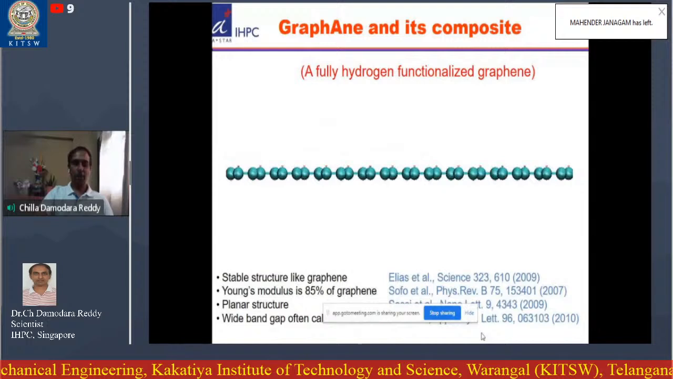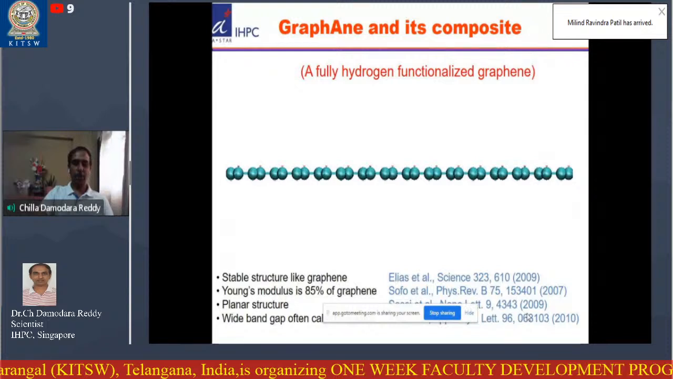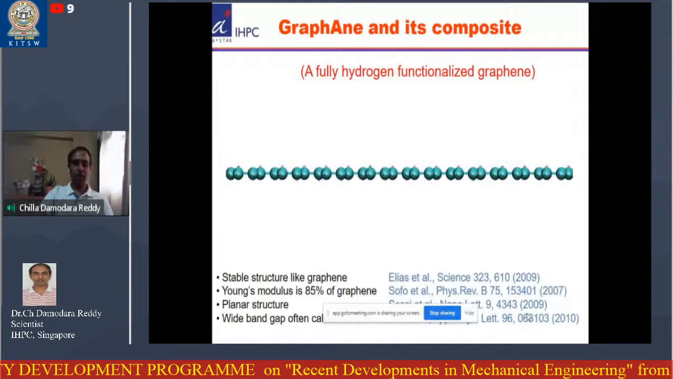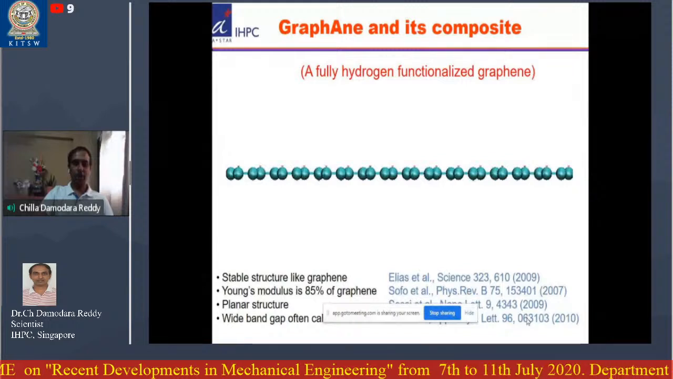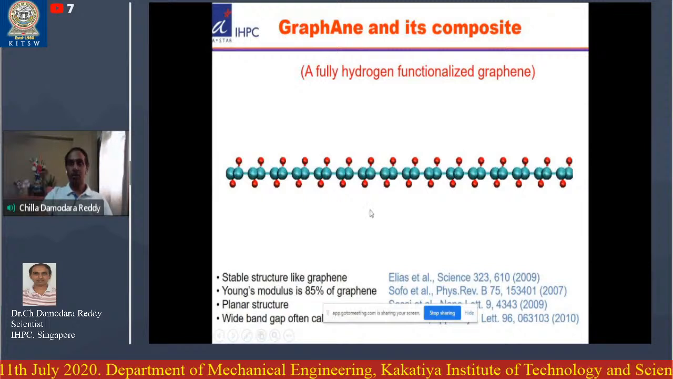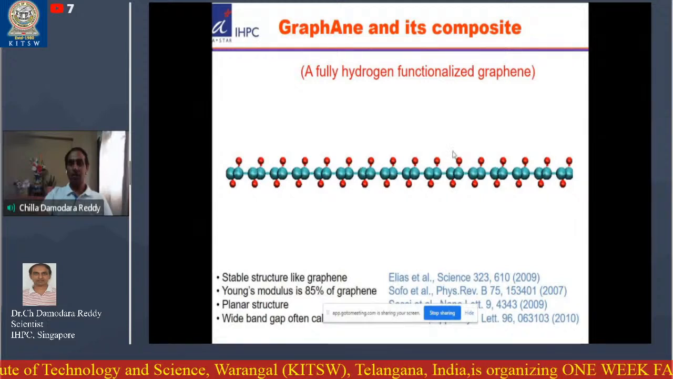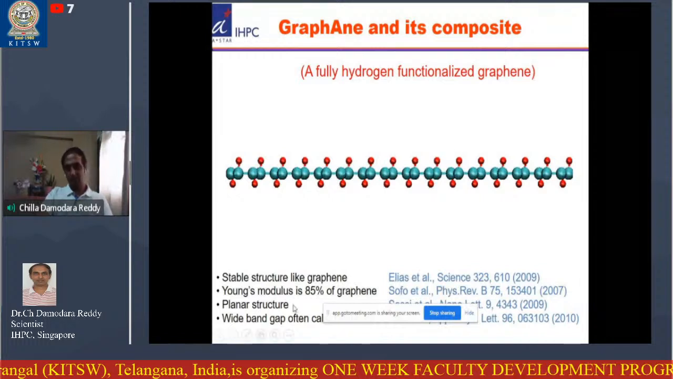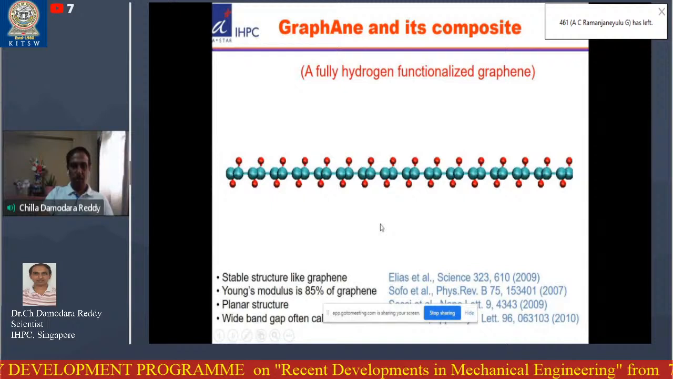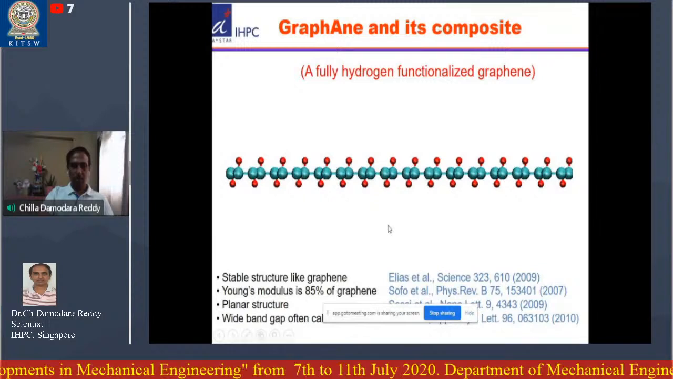Coming to graphene, you can modify it, for example as a composite material. Here we call it two-side hydrogen functionalization of graphene, and there is only one letter difference. Graphene has an E, and if you have hydrogen functionalization on each and every carbon atom, then we call it graphane. Graphane is a flat structure, but its Young's modulus is much lower, about 15% less than pure graphene, and it is more planar than the graphene structure. It's a wide band gap material, around 4 electron volts, so people use it as an insulation material in nanostructures.